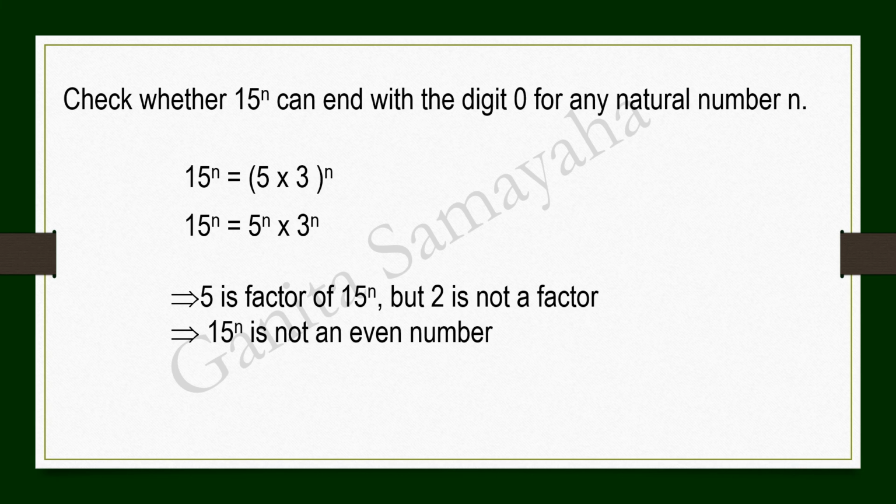So, this cannot end with 0. So, both the conditions are required. It must be an even number and 5 must be a factor. That means 2 and 5 both must be factors for any number to end with 0. Is it clear, children? Okay.